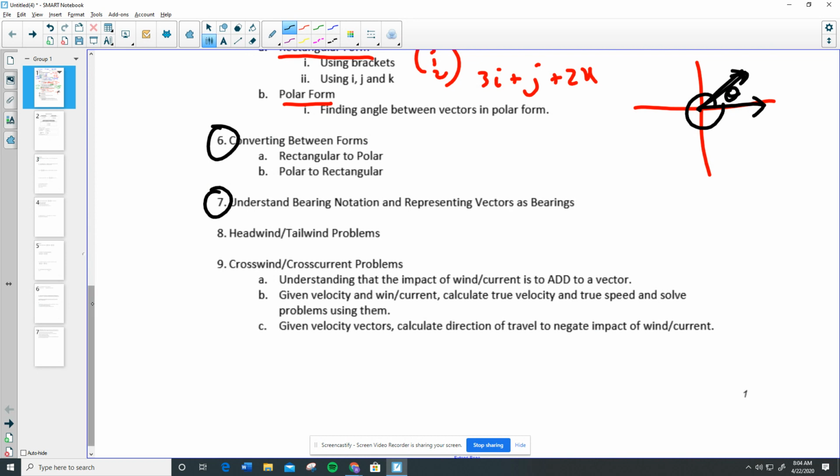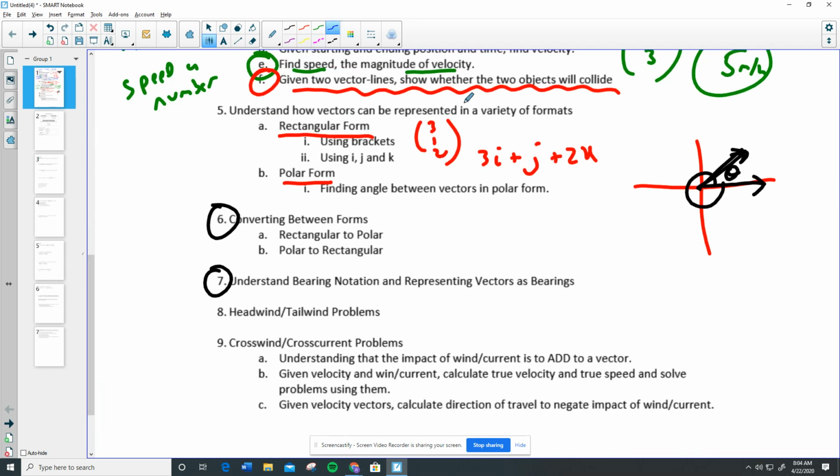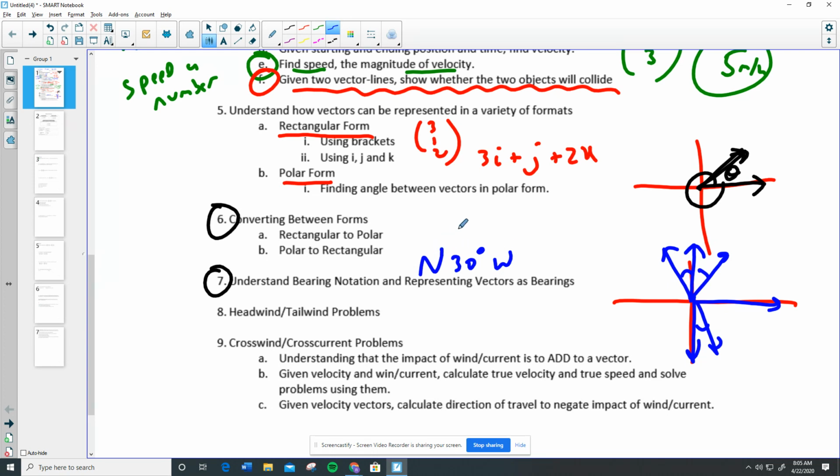Understanding bearing notation. The difference between polar notation and bearing notation is that bearing notation always starts either north or south, and the angle is the angle of deflection from north or south. So for example, it's this angle. It's not the angle with the positive x-axis. Bearing notation is always going to look something like this: a direction north or south, an angle, and a direction east or west.